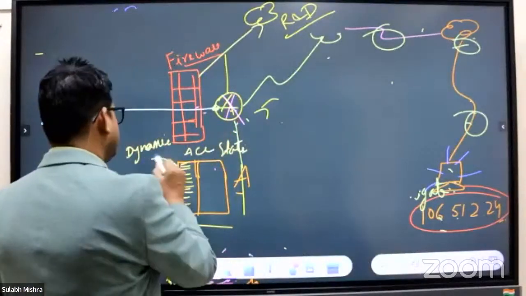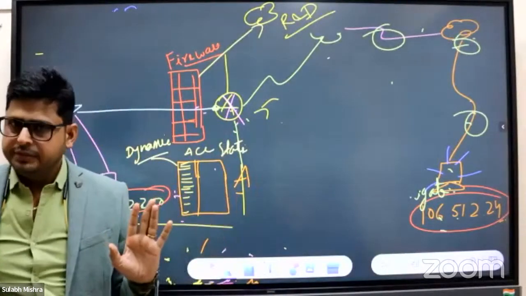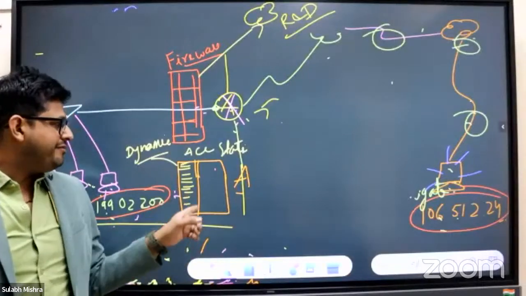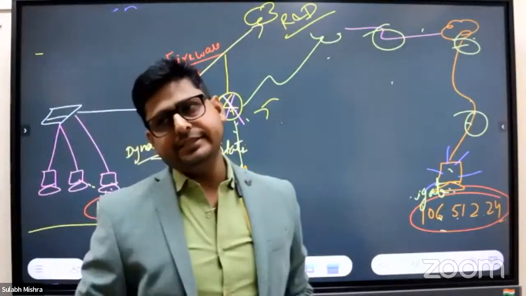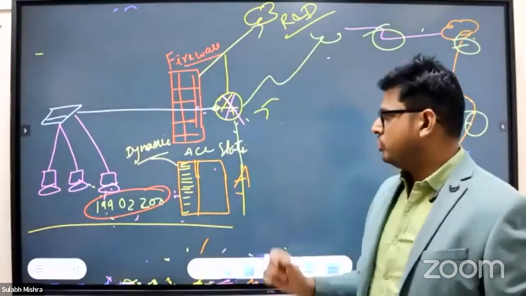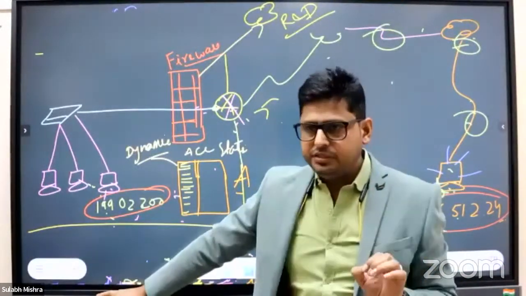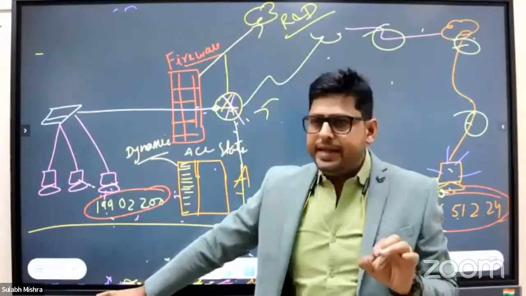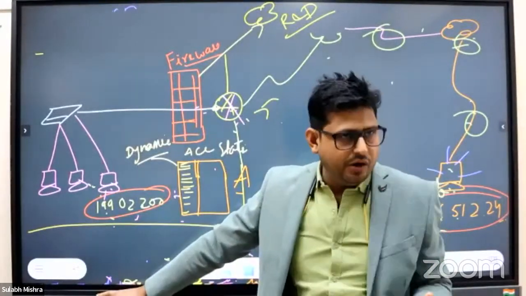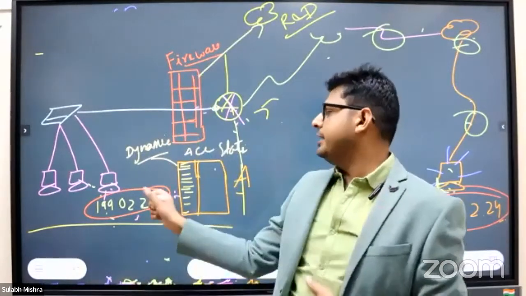Okay, so dynamic and static list, right? So why do we call it dynamic? Because this list is dynamic. Why is it dynamic? Because, for example, there might be some IPs which are involved in suspicious activities right now, currently, right? They will update it here.